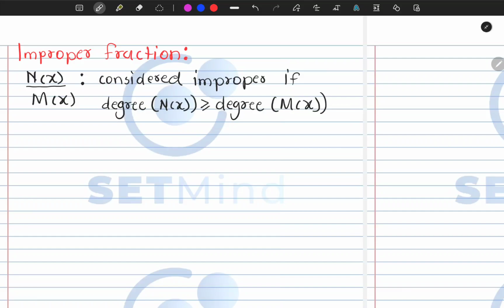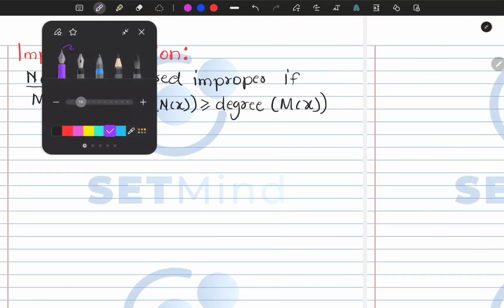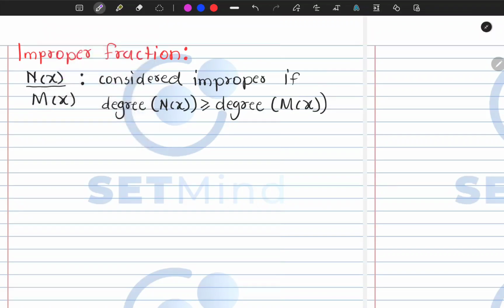This would be considered an improper fraction. So as we are going to be doing partial fractions, once you get an improper fraction, the first thing you need to do is long division. So let's quickly make a note of that: when you have an improper fraction, you need to do long division first before you can split it into its partial fractions.